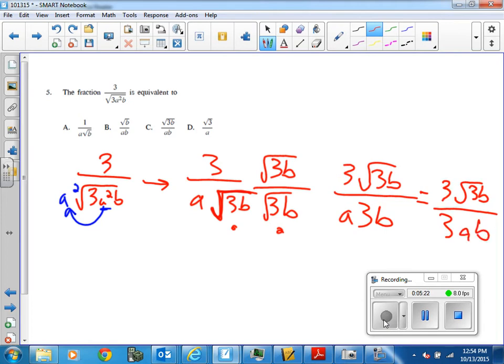Okay, now I can cancel the 3 and the 3. Remember, they're all being multiplied, so in this case I can do that. It's going to be the square root of 3b all over ab, and that's going to be our answer, which is C.